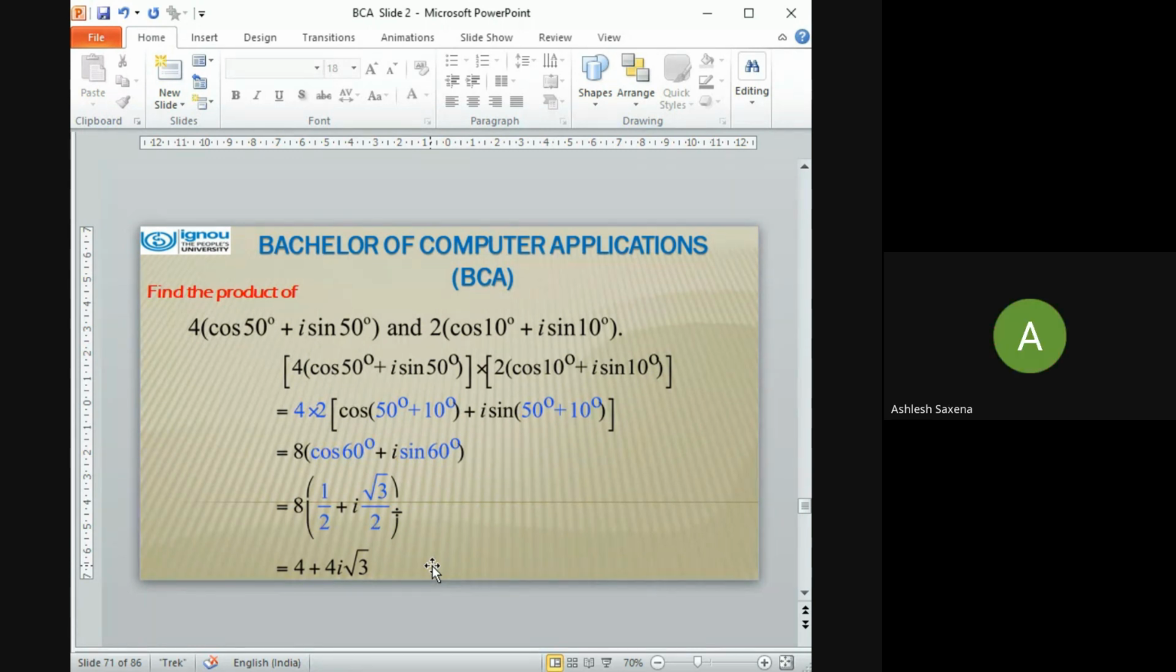Okay. Now, are you aware of what is the value of cos 60? Yes, sir, I know. Anyone other than you, is aware of what is the value of cos 60? Sir, it's 1 by 2. 1 by 2. Okay. And sin 60? Sir, it's root 3 by 2. Root 3 by 2.